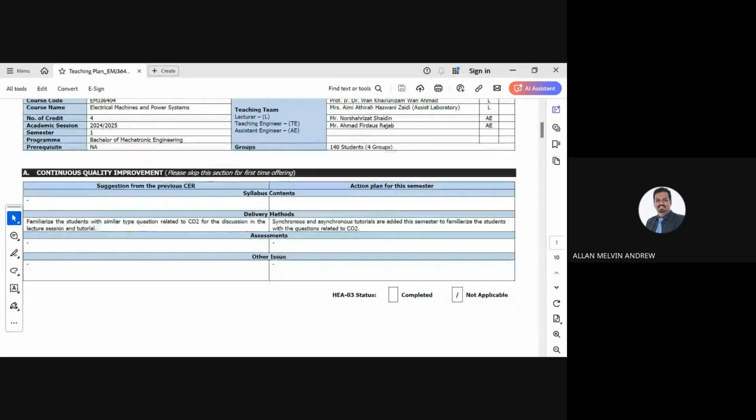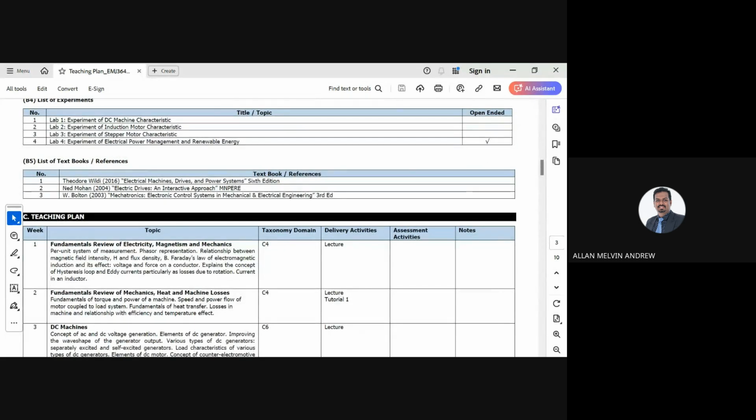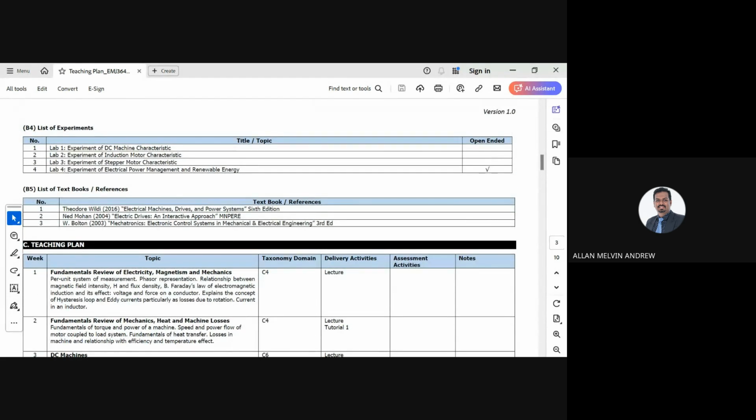Nothing much on this; I think I already explained all this. These are some of the experiments. The experiments might not be exactly the same, so there will be some differences, but roughly these are the topics that we will be covering. And the last lab, as I said, is the experiment on electrical power management and renewable energy. It will be an open-ended lab.